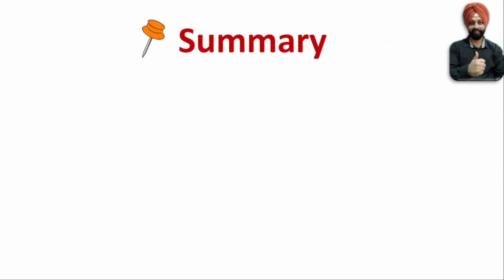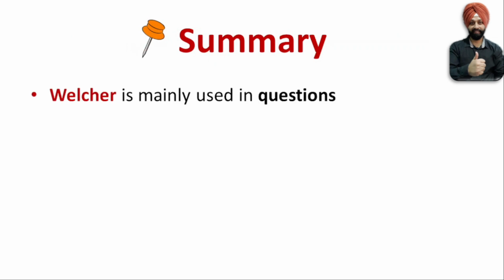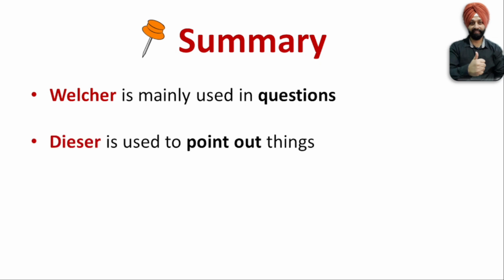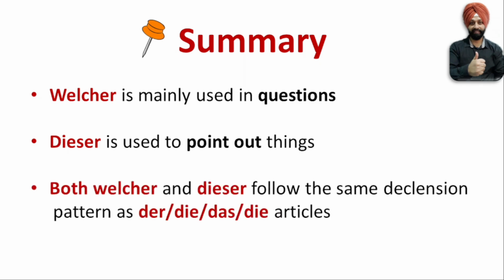Now we come to the end of the session and see the summary of what we have learned in today's video. Die Zusammenfassung. The first point: welcher is mainly used in questions, which I already explained to you. The second point: dieser is used to point out things. It means this and that in English. And the third point: both welcher and dieser follow the same declension pattern as the der, das, die articles, which I explained to you throughout the sessions, in nominative, accusative, dative and genitive.